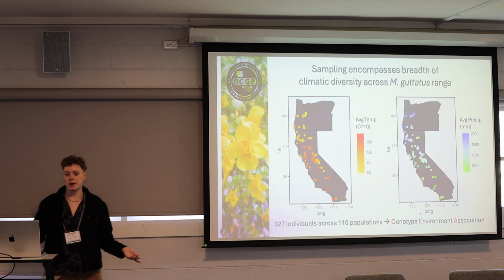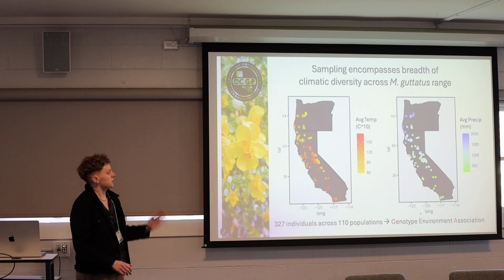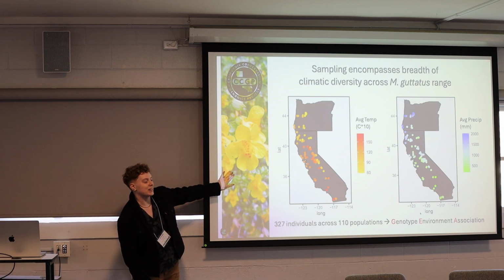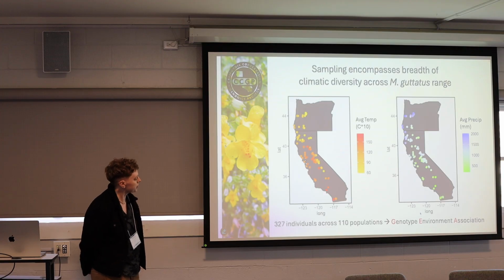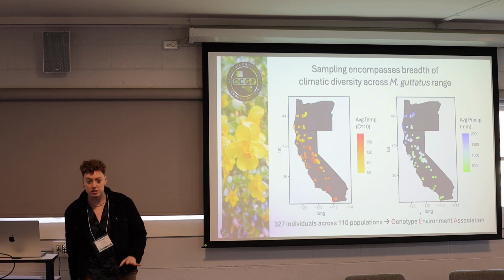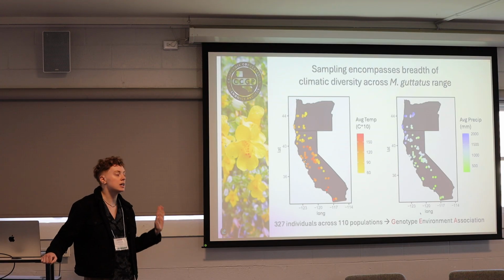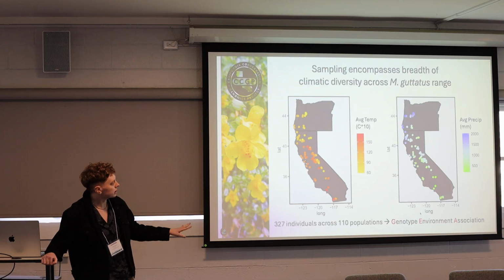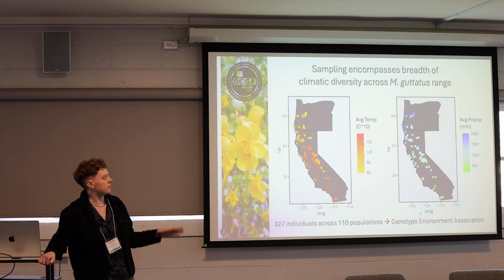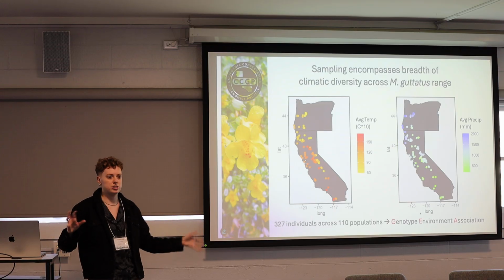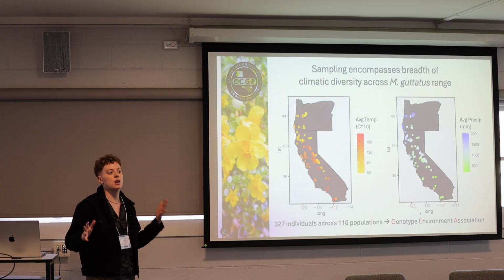Okay, well, question 1, what populations are we looking at? So this is Mimulus, this is that nice little flower I talked about. We have 327 individuals across 110 populations from California and Oregon, which you can see here. This sort of covers the breadth of what we would look for, the heterogeneous environmental landscape that we see across California.